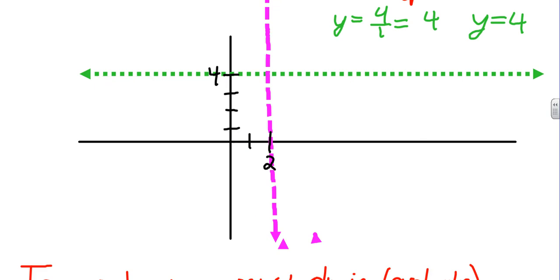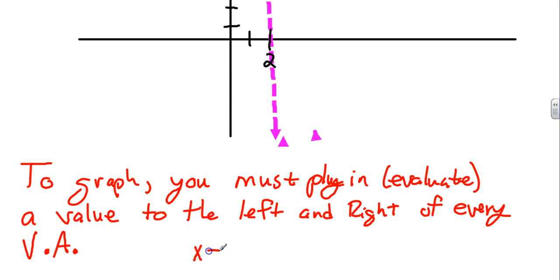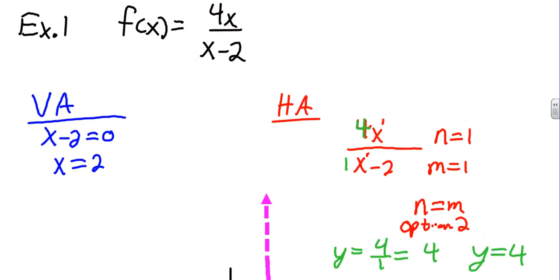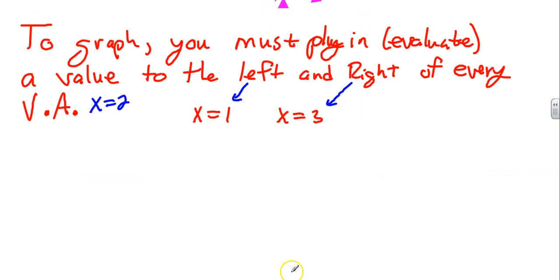So all you're trying to do on this one is when you pick a number, let's say in this case, if we pick a number to the left of 2, well, that's 1. Pick a number to the right of 2, that's x equals 3. Because our vertical asymptote, we only had 1, so we were at x equals 2. So you've got to pick a number to the right of it and to the left of it. Plug that number back into the function, which is 4x over x minus 2, and see what happens. That's going to be your y value, and that'll give you an ordered pair.